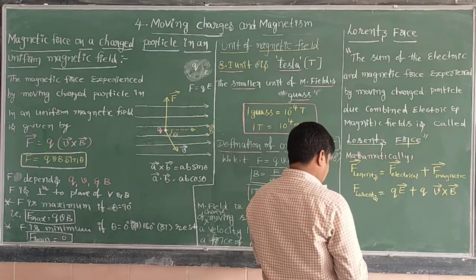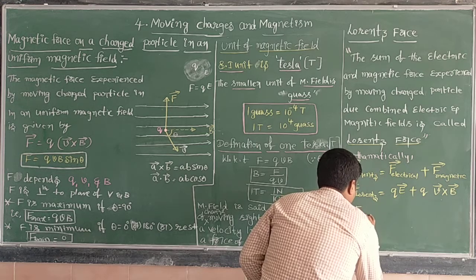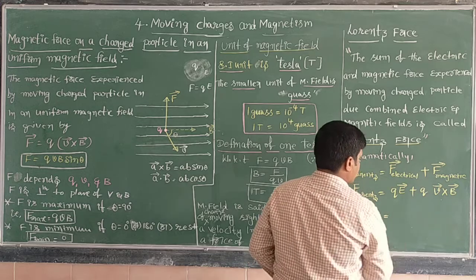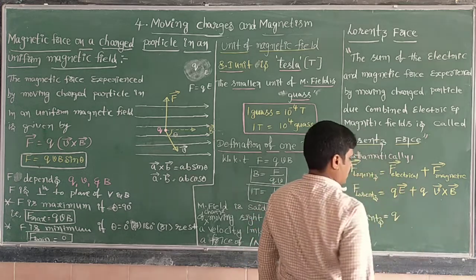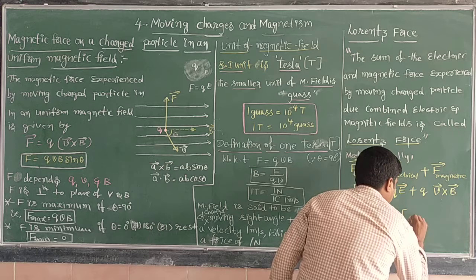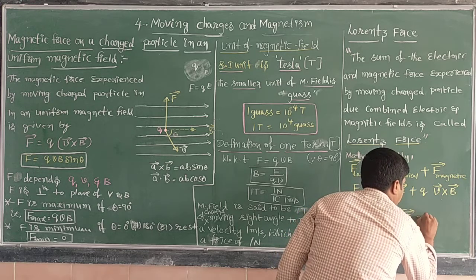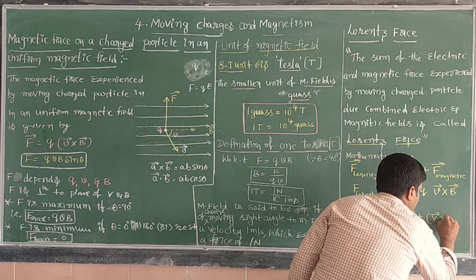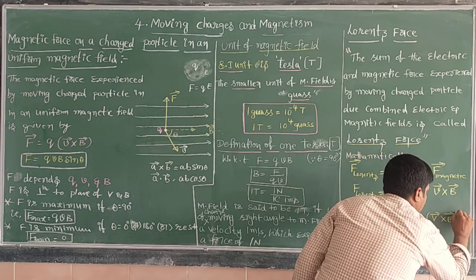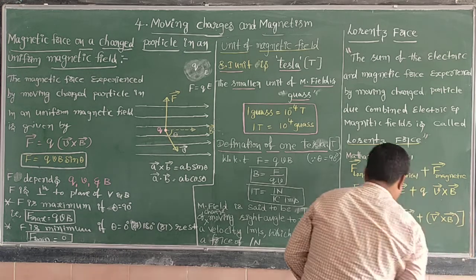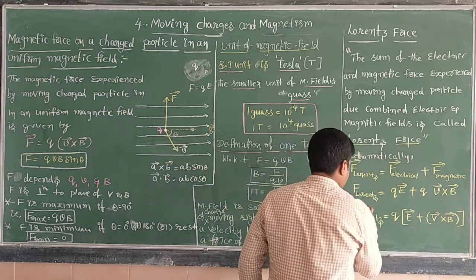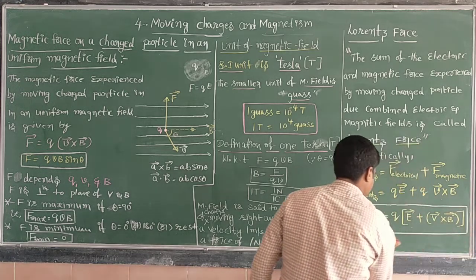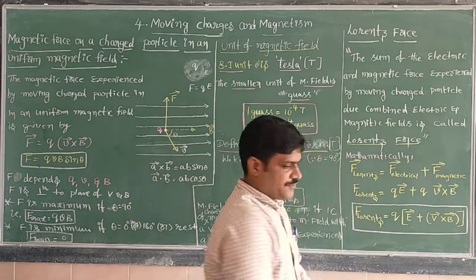Now thereafter, how can we write F Lorentz? If you take Q common, F Lorentz is equal to Q into bracket E bar plus V bar cross B bar. Now this is the expression for Lorentz force.